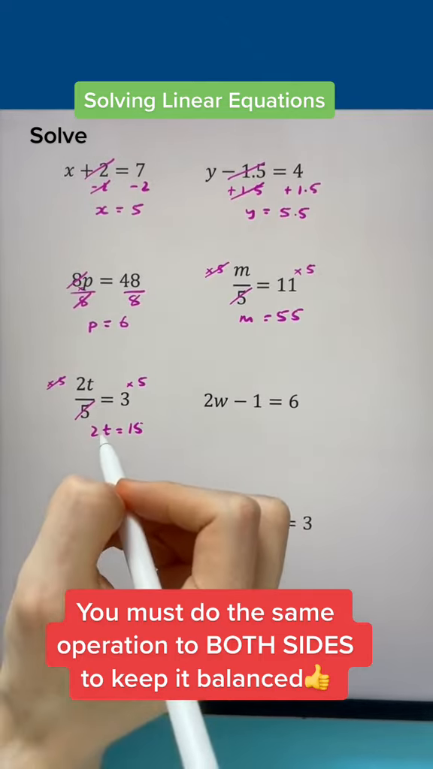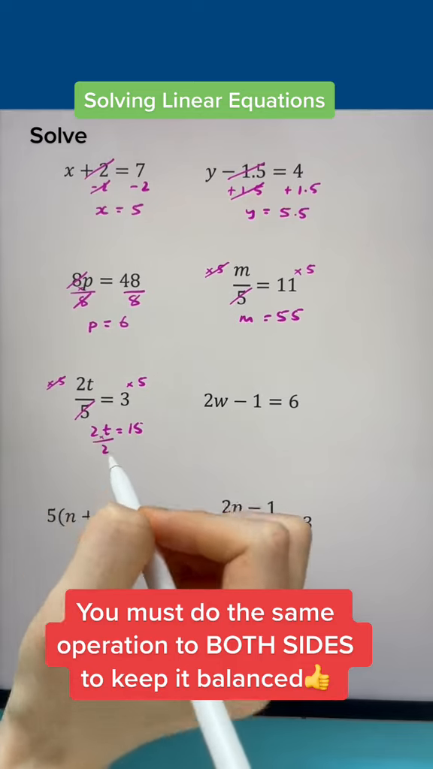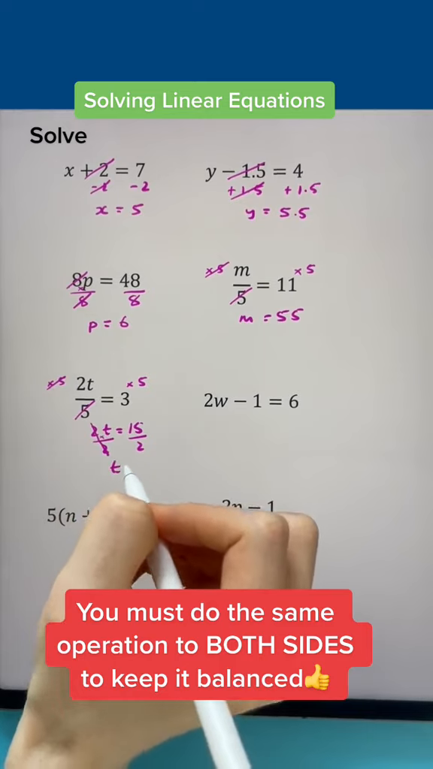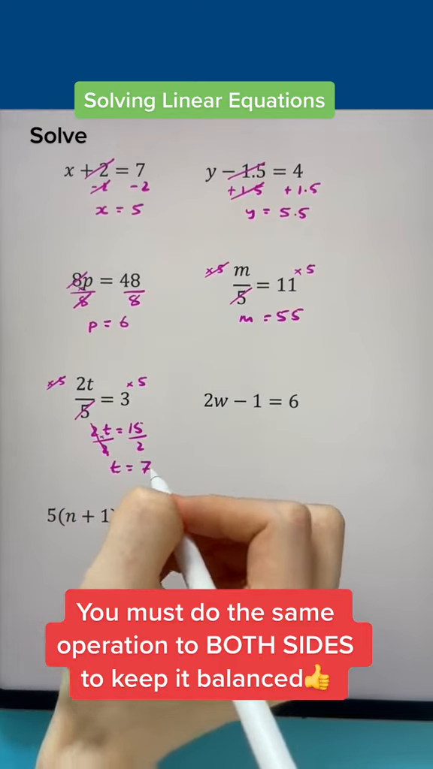2t in algebra means 2 multiplied by t. The opposite of multiply by 2 is to divide both sides by 2. 2 over 2 will cancel to leave us with t, and 15 divided by 2 gives us 7.5.